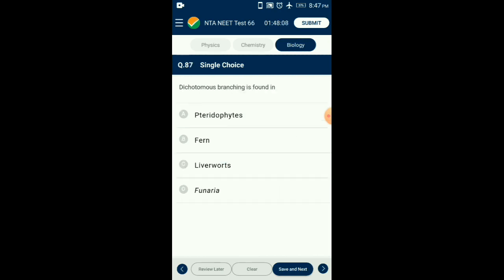Question number 87. Dichotomous branching is found in. Dichotomous branching is the characteristic feature of liverworts, for example Riccia, Marchantia, Pellia, etc. It is a primitive form of branching. It is also called forked branching. In liverworts, the thallus is flat and dorsiventral, dichotomously branched. The thallus has a notch at the anterior end. At the base of the notch, there is a growing point consisting of a single apical cell. It divides repeatedly to form two branches of the same size. So the answer for this question is option C, liverworts.